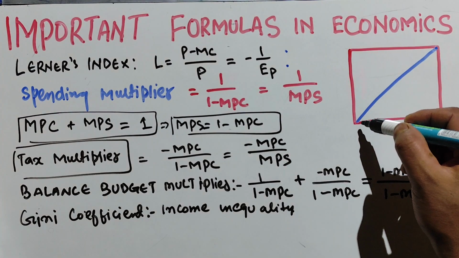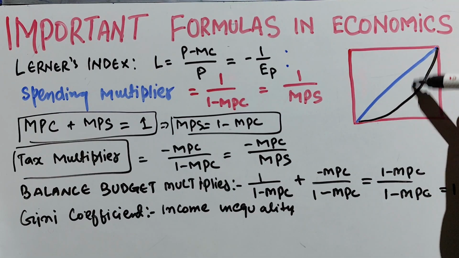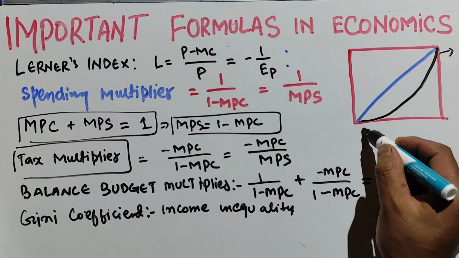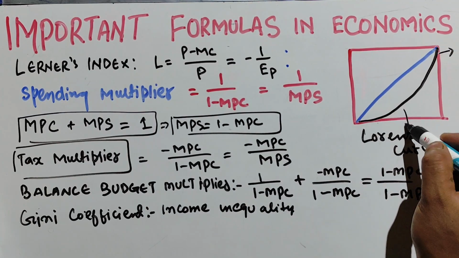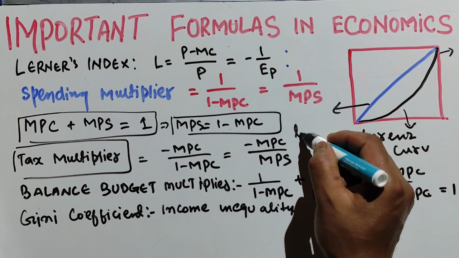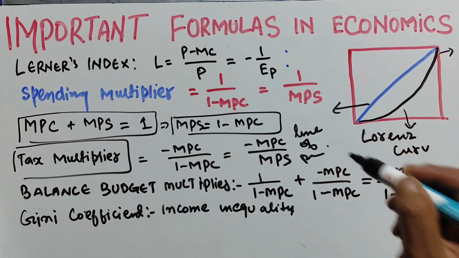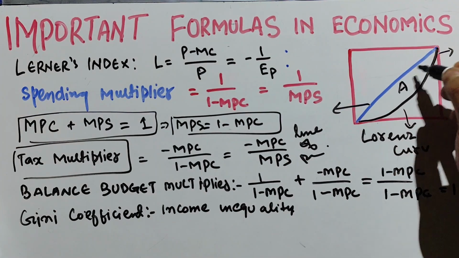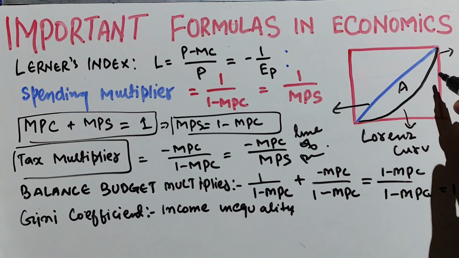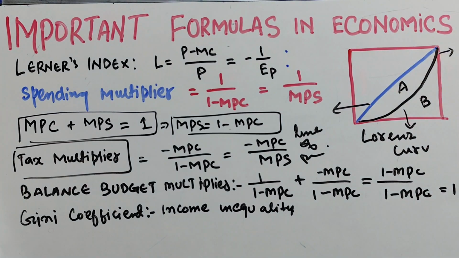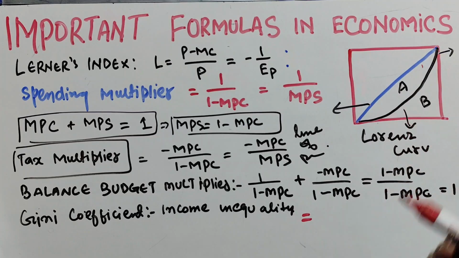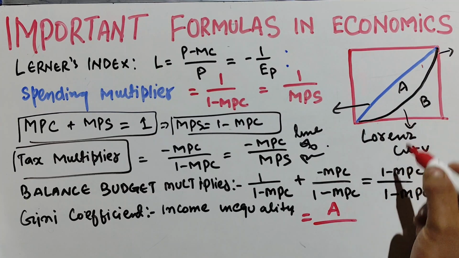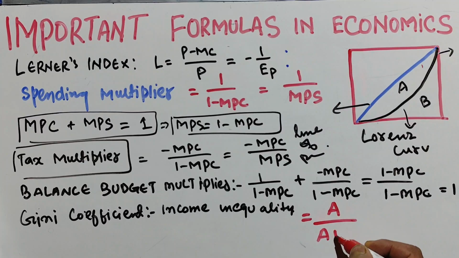Then let's draw another curve. This is called the Lorenz curve. This is the line of perfect equality. Now what is the Gini coefficient? Let us say this area between the two denotes A, and the area below the Lorenz curve we denote by B. Now the Gini coefficient is equal to the area between the Lorenz curve and the line of perfect equality, that is A, upon the area of the whole triangle, that is A plus B.